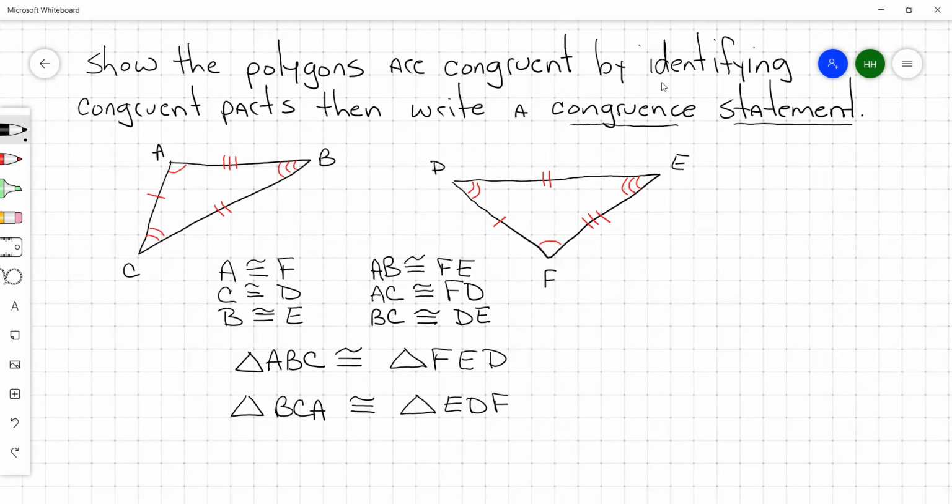Everybody all right with that? That's identifying all the congruent parts, identifying the congruent sides, and then identifying the congruent angles. And then that is called writing a congruence statement. These are congruence statements right down here.